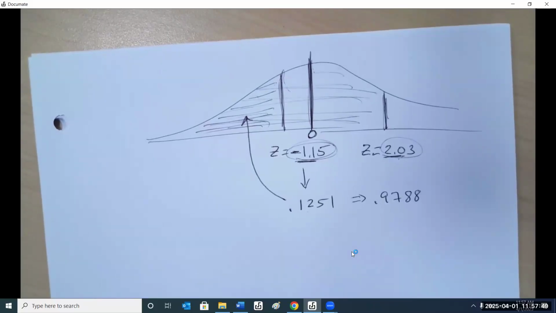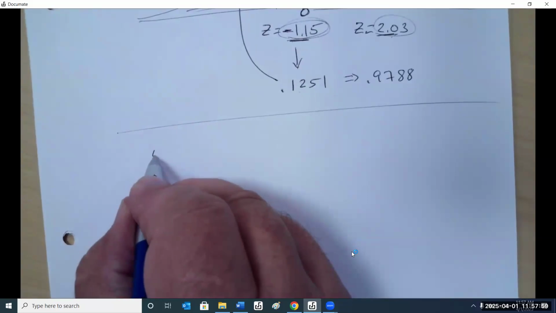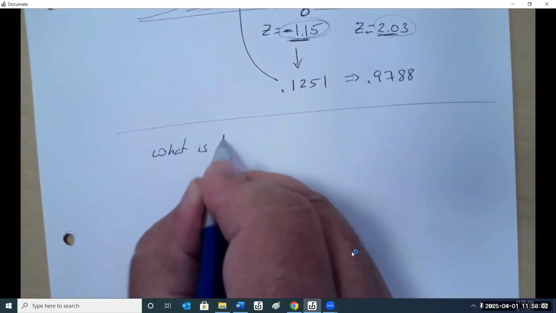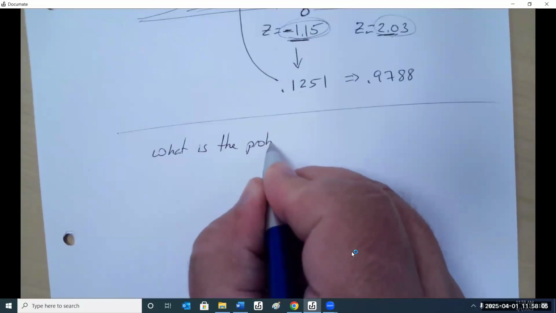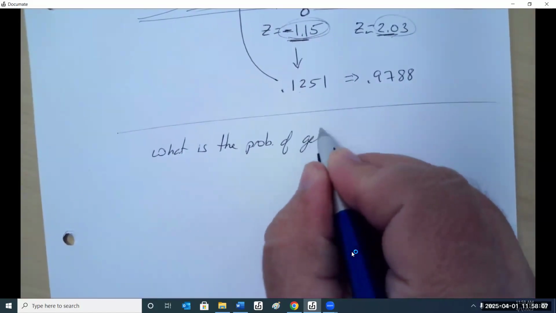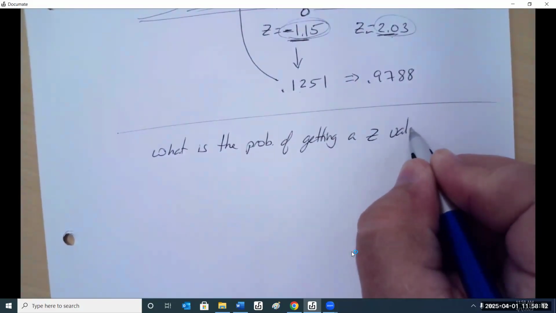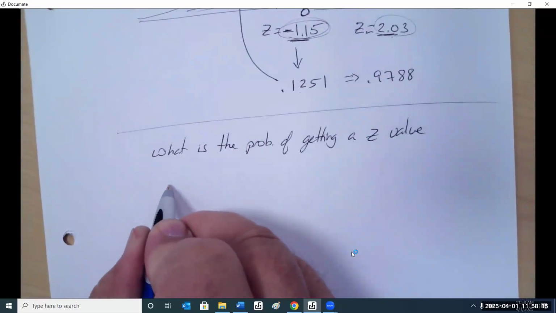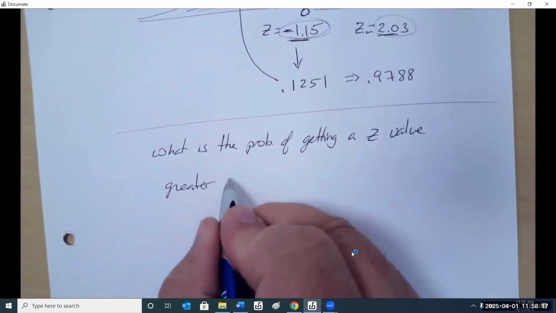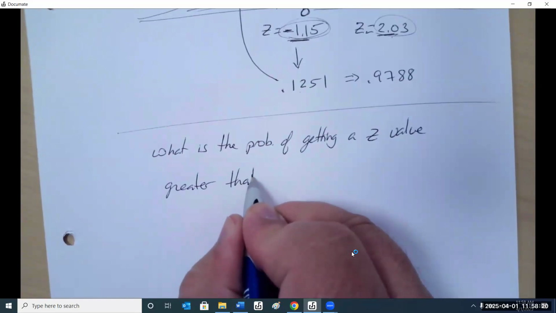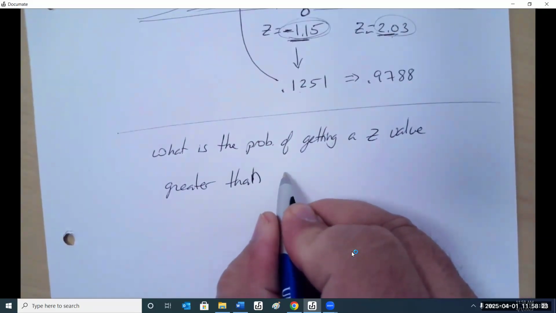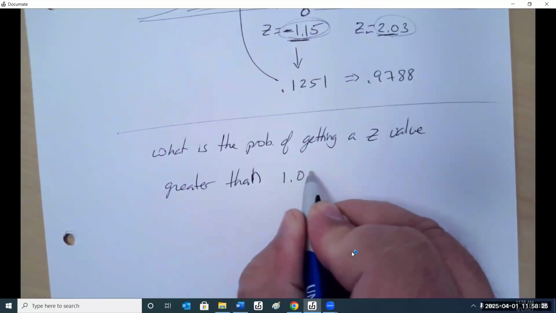It's looking for a ratio, a proportion. I'm just now showing you how to use the chart. What is the probability of getting a z value greater than 1.03?